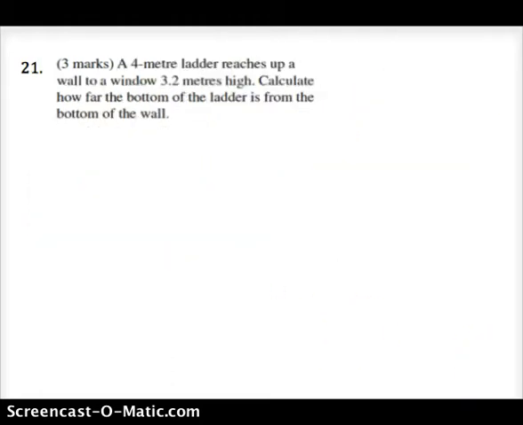Okay, now for question 21. Question 21 is a worded problem and there's no diagram, so we're going to have to draw a diagram for this question. They tell us that a 4-meter ladder, so that's the actual length of the ladder. Remember, when you put a ladder on the wall, it goes at an angle to the wall. You never put the ladder straight up against the wall.